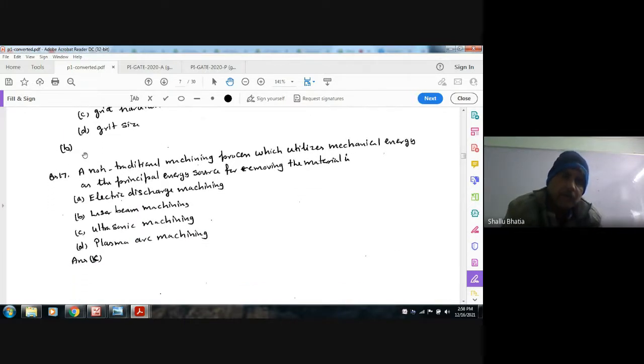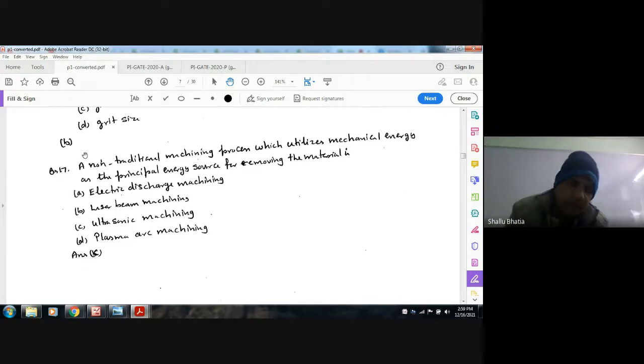Next, a non-traditional machining process which utilizes mechanical energy as the principal energy source for removing the material is ultrasonic machining. In ultrasonic machining, the vibrations are imparted to the tool, which cause the material removal. Whereas in the other three, there is no mechanical energy involved. In electric discharge machining, electrical energy is involved. In laser, laser energy is being focused. And in plasma, heat energy is involved. So the answer is C.